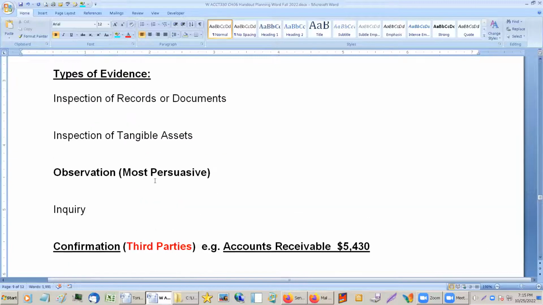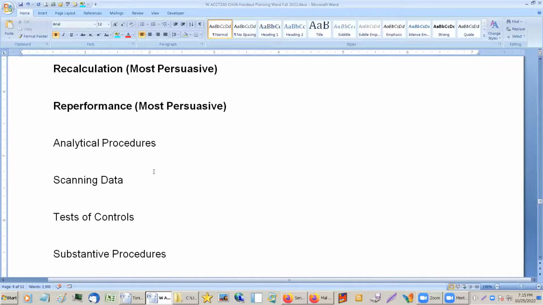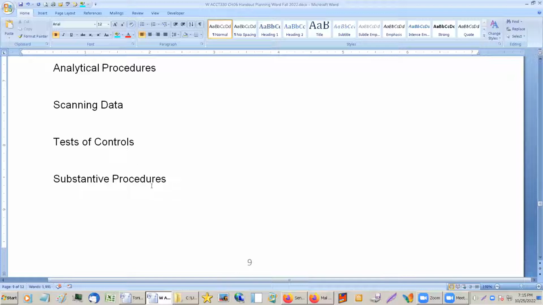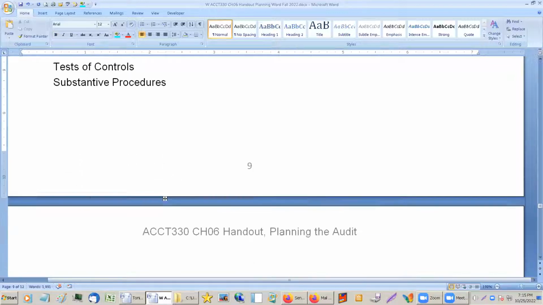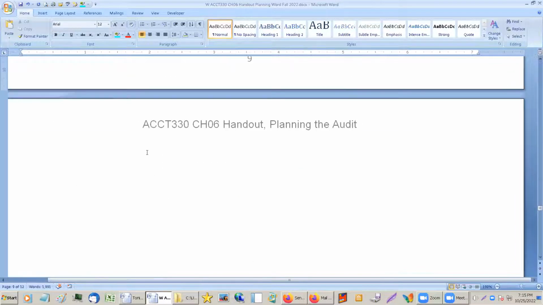Okay, you can look through these. Well, all of these are good, but having a big laundry list like this is a little bit much.